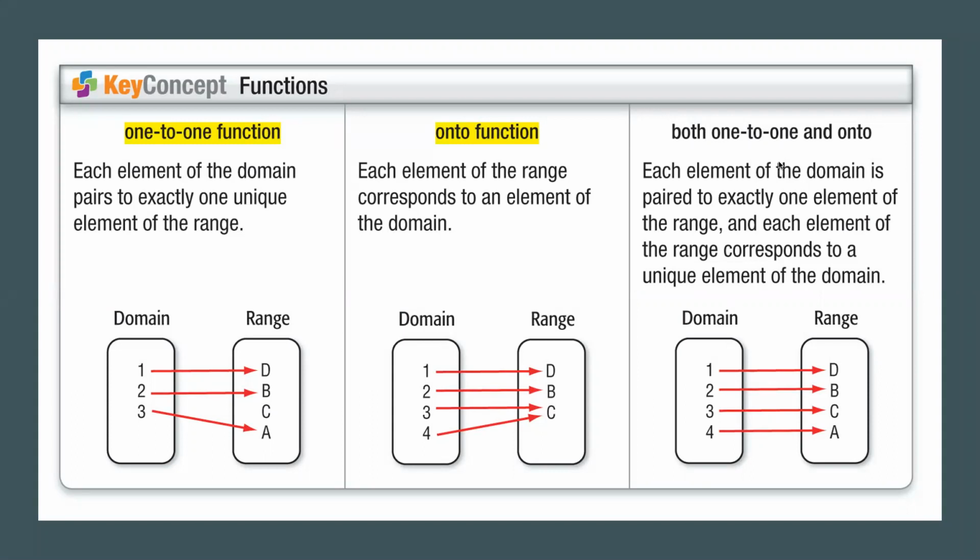If it is both one-to-one and onto, each element of the domain is paired to exactly one element of the range, and each element of the range corresponds to a unique element of the domain. And this becomes very useful later on in the year when we start talking about inverse functions. But it's easy to see how it's one-to-one here.